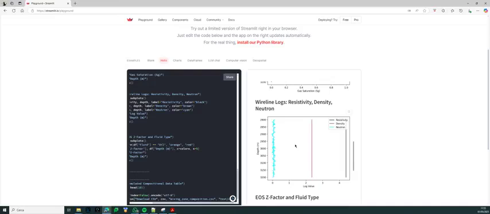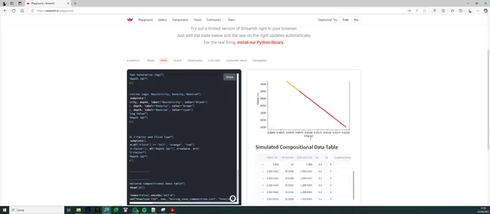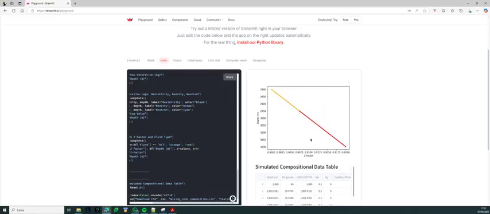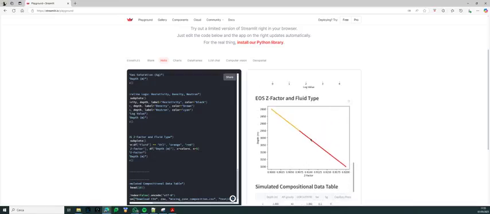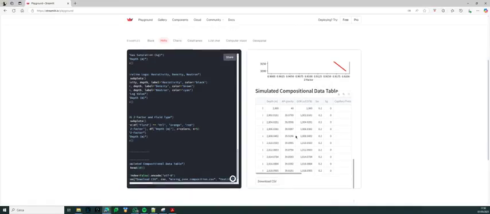A wireline log: resistivity, density, neutron. In this case, the neutron log shows that density and resistivity remain substantially constant. EOS factor fluid, how it can change the fluid and the pressure of fluid. The fluid change, we have an increase of pressure fluid, but it is a moderate increase. And so we have also the resume table with all values.